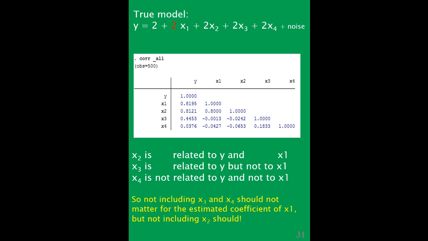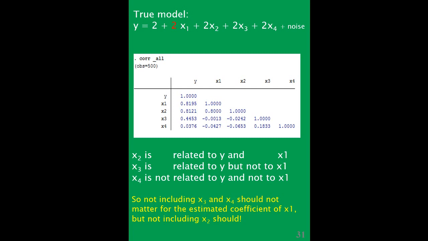Now let's see what will happen if I leave out different kinds of variables. First we have x2 over there. No, let's start at the bottom. Let's look at x4. x4 is not related to y, and it's also not related to x1. So that extra term that we had will be 0. It was a product of two things. The left thing is 0, the right thing is also 0, so the whole thing is 0, so we should be fine. Leaving out x4 is not an issue.